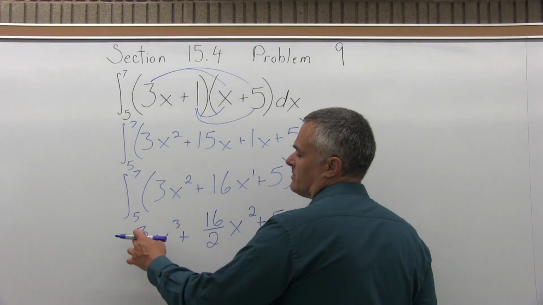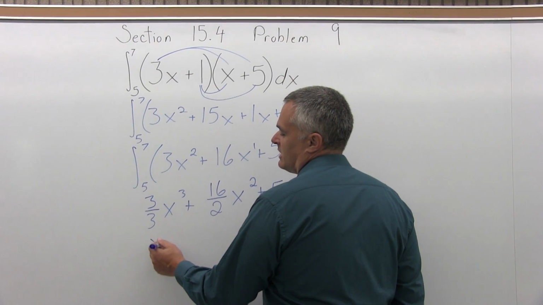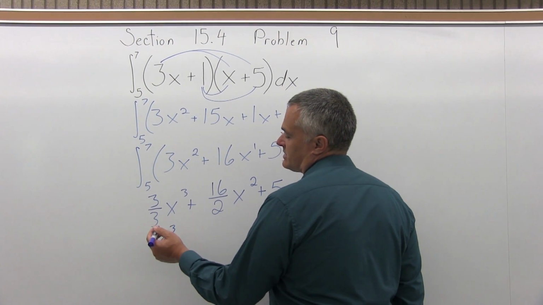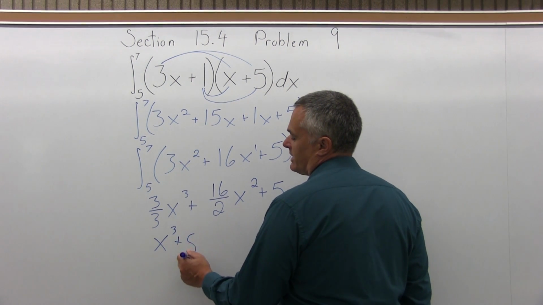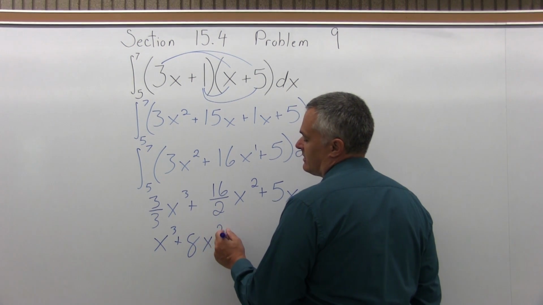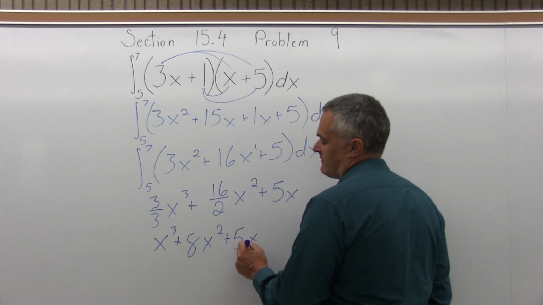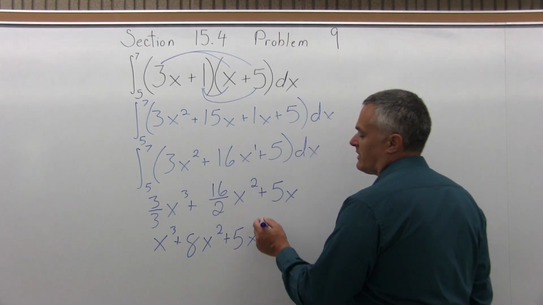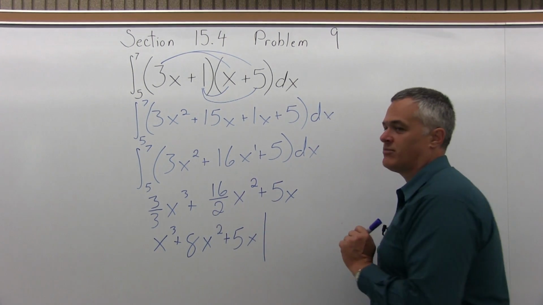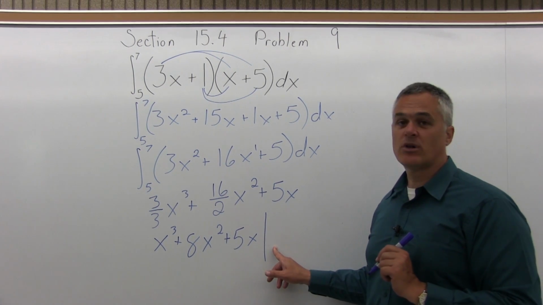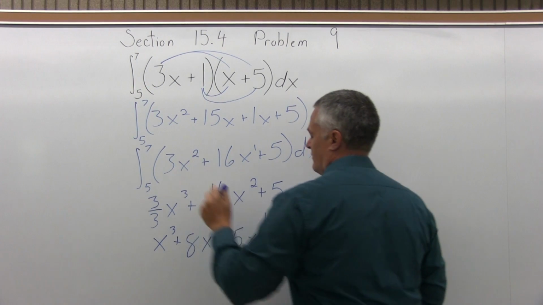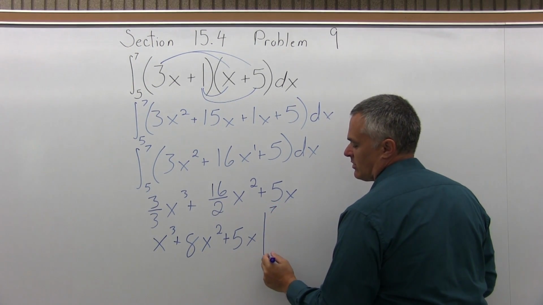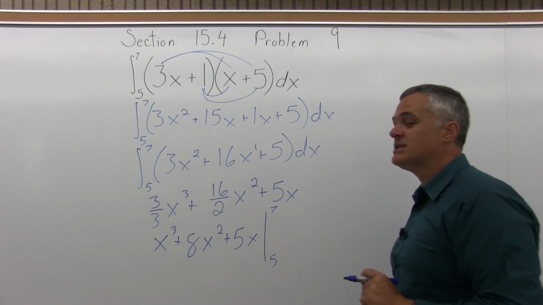So let's simplify a few of the parts. 3 over 3x cubed is 1x cubed, or simply just x cubed. The 16 over 2x squared can be written as 8x squared, and then the 5x can stay 5x. So that's my answer in simplified form for the first step of a 4-step process. And I put a long vertical line to the right of that, and I put my limits of integration in, 7 for the upper limit and 5 for the lower limit. So that finishes step 1.